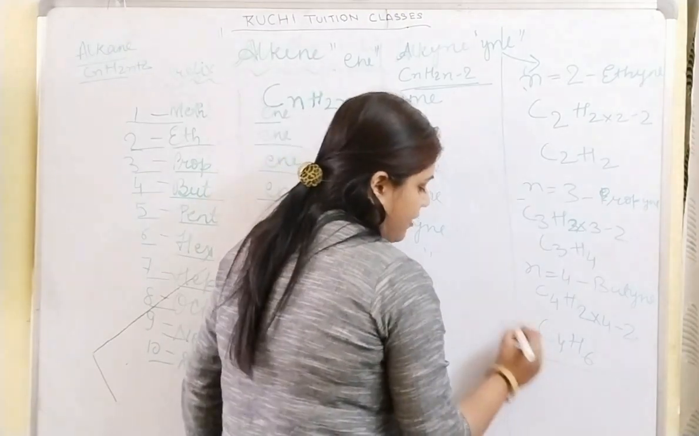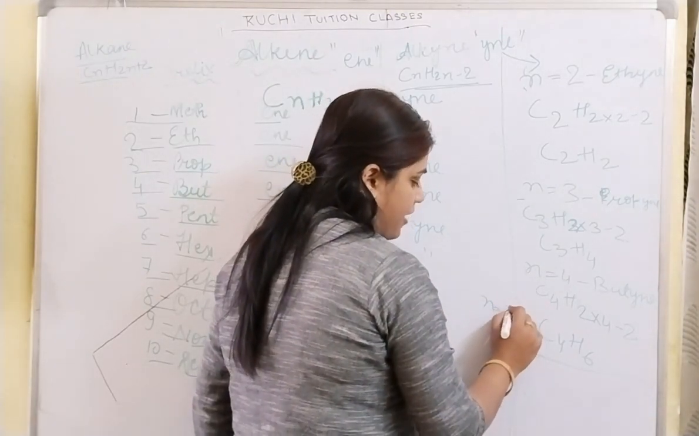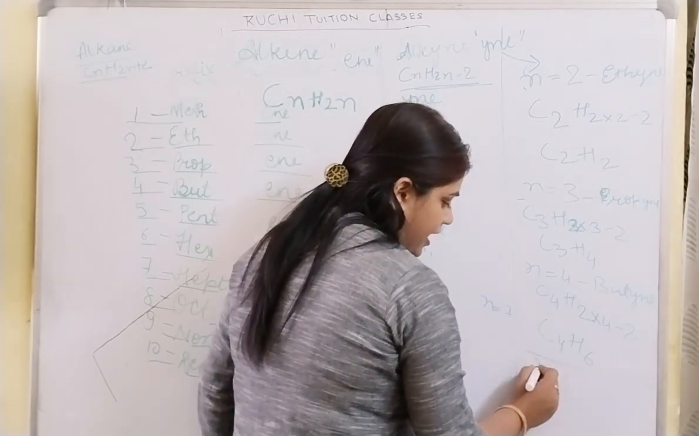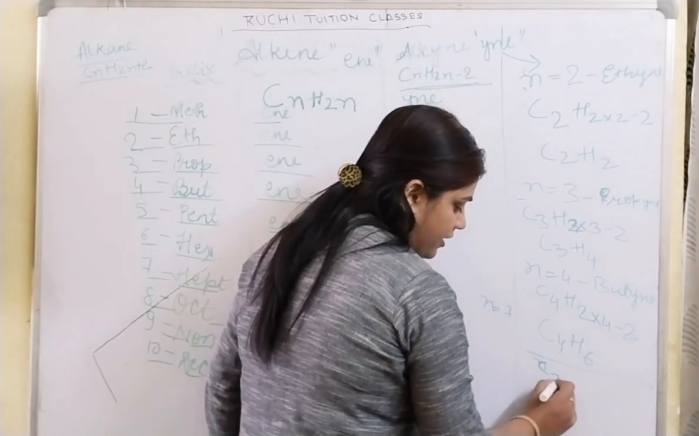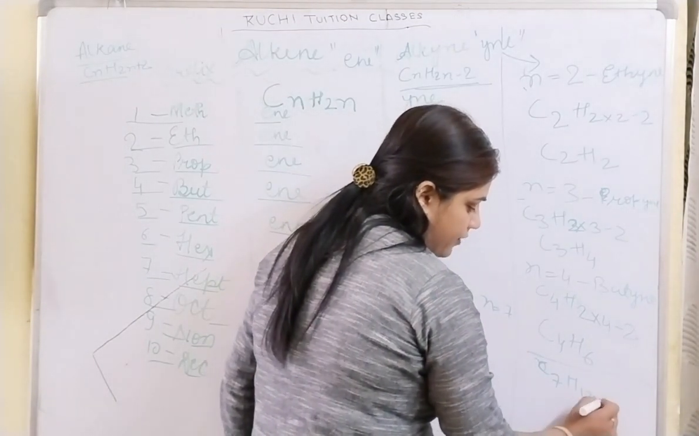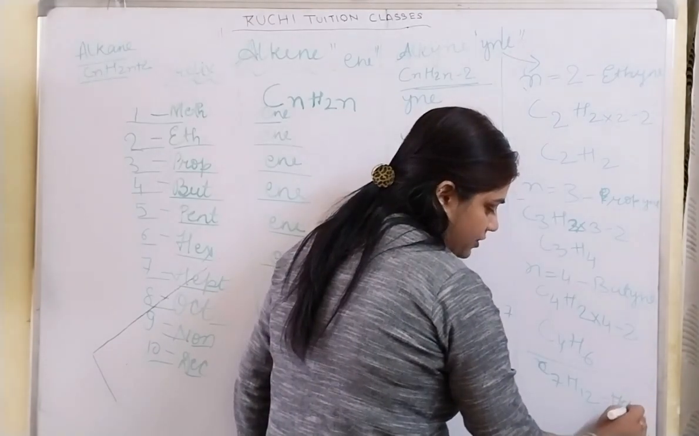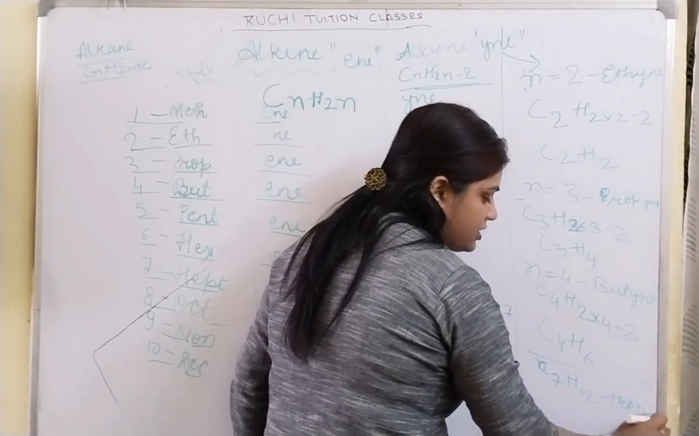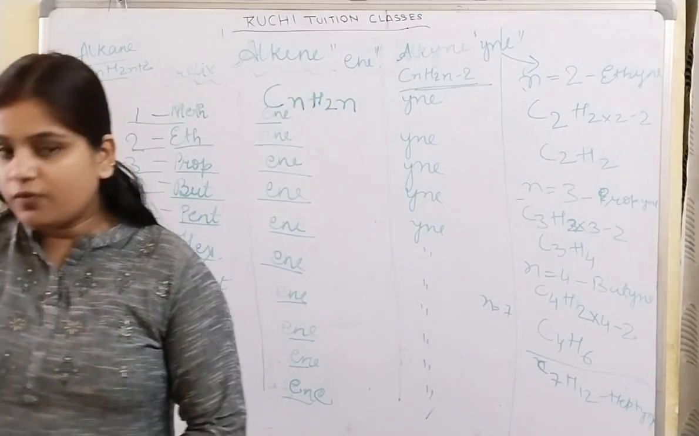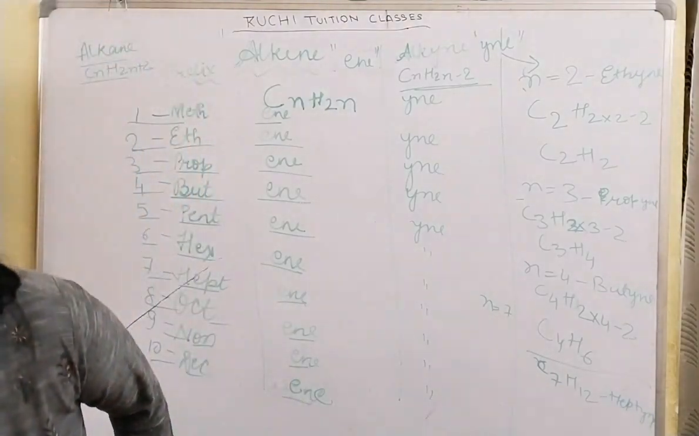Take an example: if n is equal to 7, what will be there? C7H12. This is heptyne. So in this way you will frame the formula.